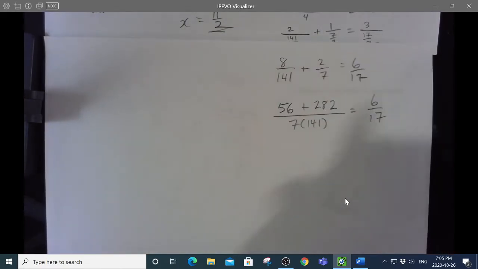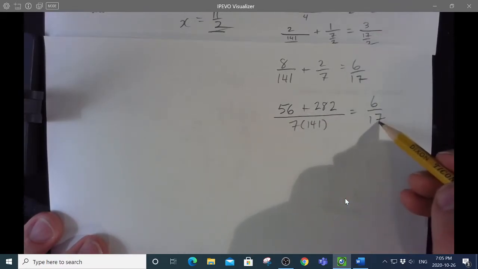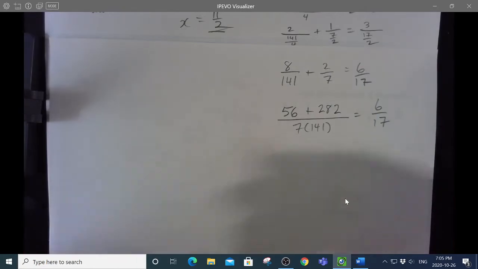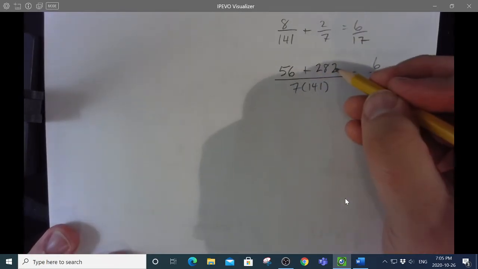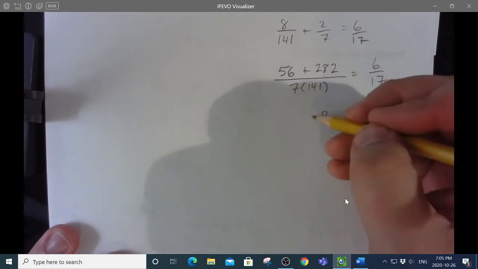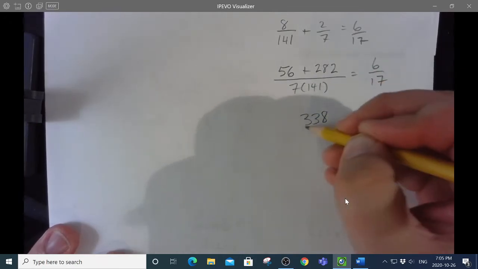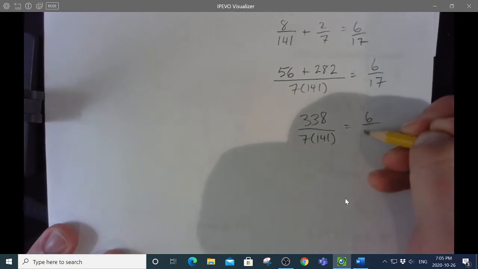Really now. Okay. Well, if you're wondering why I'm not bothering to multiply that out, it's because I have to prove this equals this side, so I have to actually simplify this somehow. So I'm hoping it factors. So this is going to be, let's see, 2 plus 6 is an 8. 5 plus 8 is a 13. So 338 over 7 times 141 is equal to 6 over 17.